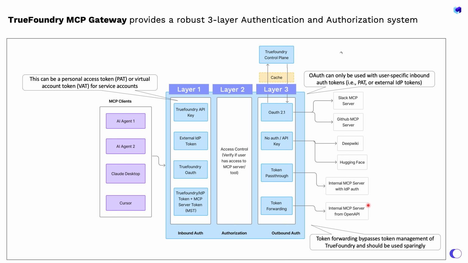And token forwarding is a mechanism which involves passing in an additional token. So by default, this will override the token management system of TrueFoundry. Whatever tokens have been forwarded, those tokens will be the final ones which will be used by the MCP server for authorization, even though there might be something else configured. If an additional token is forwarded, that is the one that will be passed into the MCP server, and it will override anything else that is configured for outbound auth.